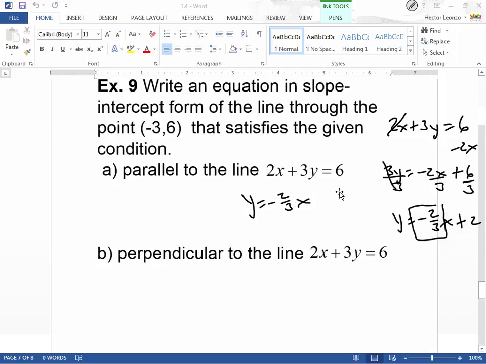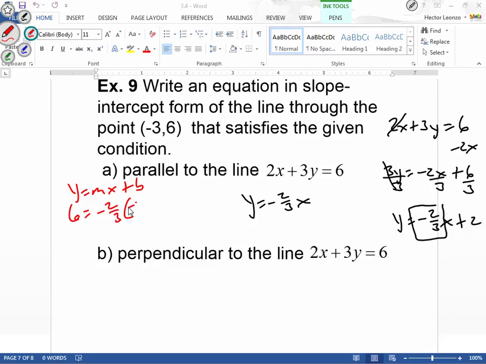Now I need to find my y-intercept, but remember, I know my slope and I know a point where it goes through. So I'm going to remember the equation y equals mx plus b. Instead of y, I'm going to write 6. Instead of my m for slope, I'm going to write negative 2 over 3. Instead of x, let me write negative 3 plus b. Let me do this multiplication. So I have 6 equals negative 2/3 times negative 3 gives me positive 2 plus b. So we can agree that b is equal to 4.